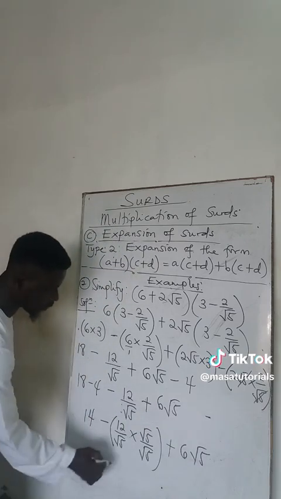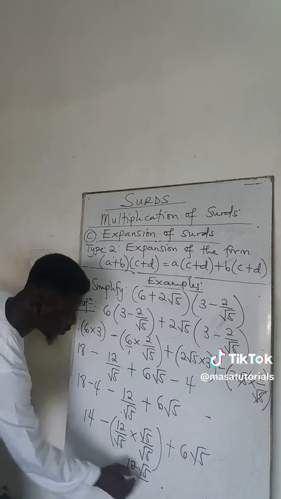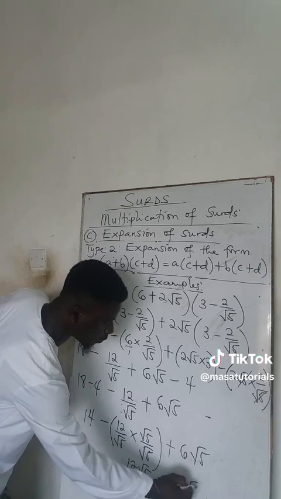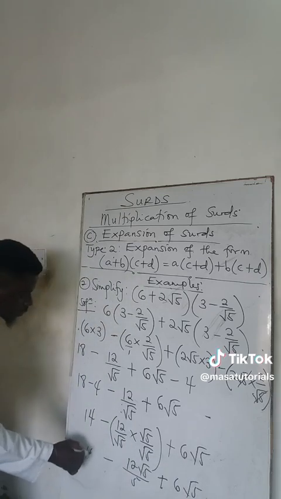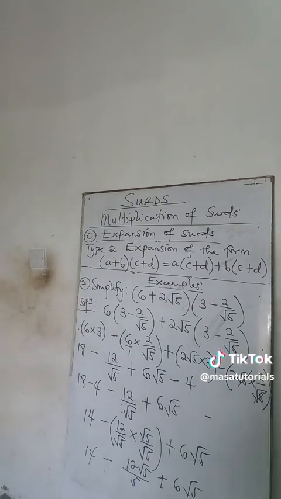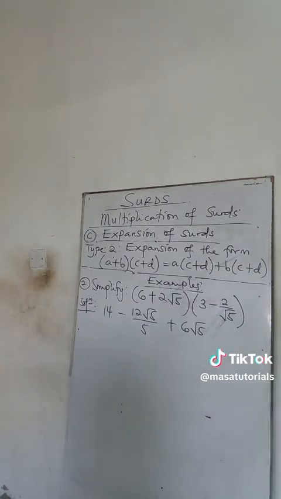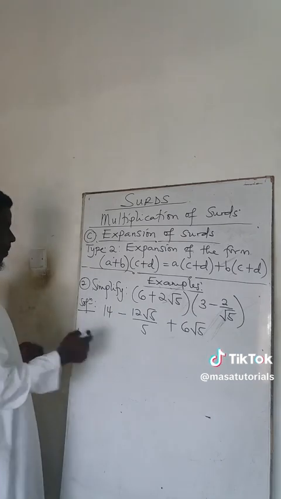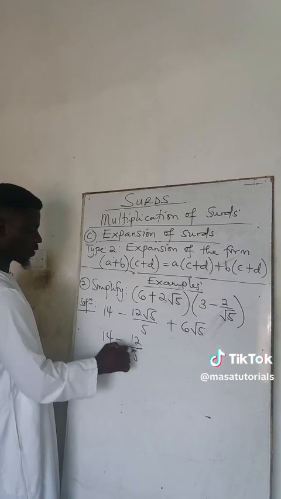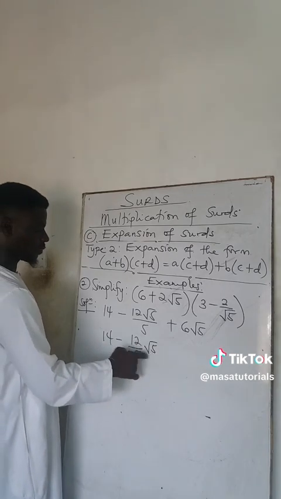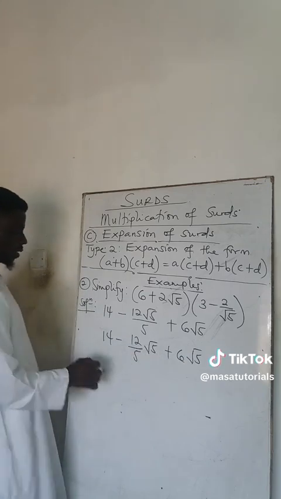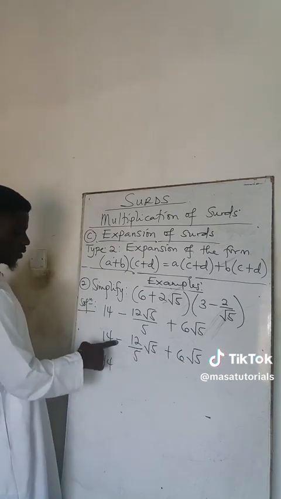So 12 times square root of 5 is just 12 square root of 5 over square root of 5 times square root of 5 is 5, plus 6 square root of 5. Then minus what? 14. Alright, so let's see. 12 square root of 5 over 5. You can also write it as 12 over 5 and square root of 5. Then plus 6 square root of 5. Now they are like sets. So 14. And let's see this one.